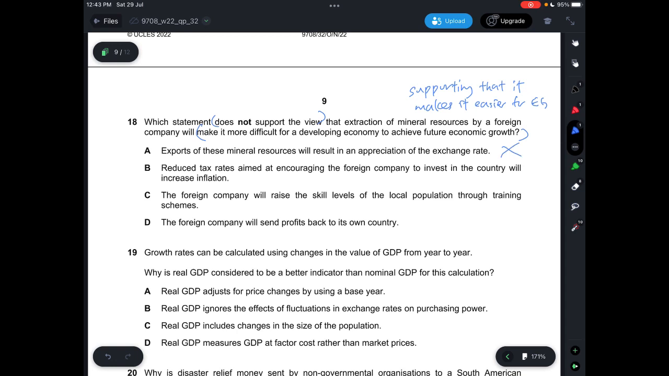And B, reduced tax rates aimed at encouraging a foreign company to invest for increased inflation. So this is making it difficult for economic growth. And C, the foreign company will raise the skill levels of the local population through training schemes, which would help the population to have skills, which is good for economic growth. And D, the foreign company will send profits back to its own country, which is not going to help the economic growth of the country. So answer is C.